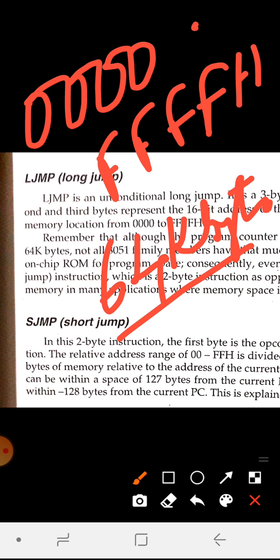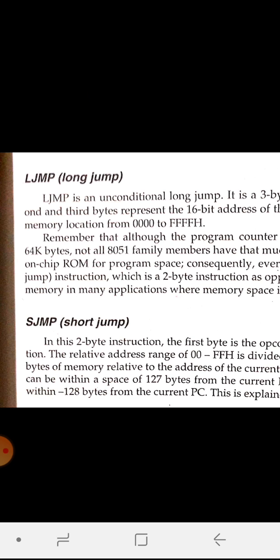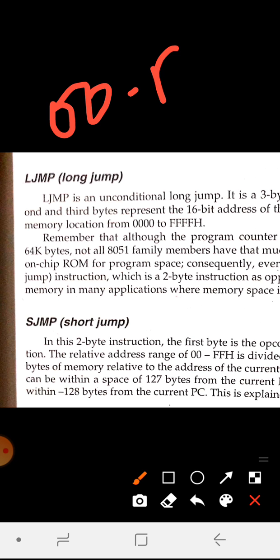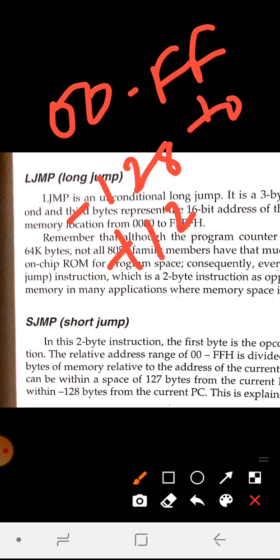So we'll go for the next kind of jump, that is short jump, which is a 2-byte instruction where the first byte is for your opcode and the next byte is used to access the target. So the location is between 00 to FFH, which is divided into forward and backward, between -128 to +127.